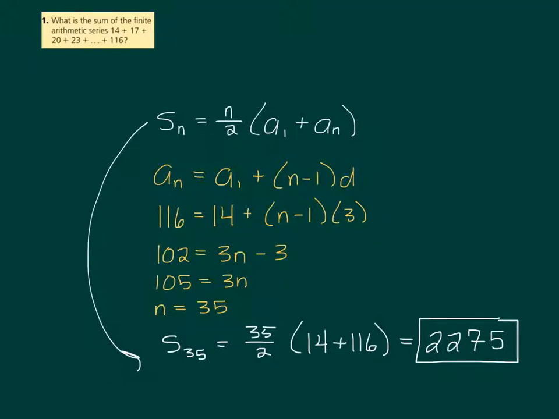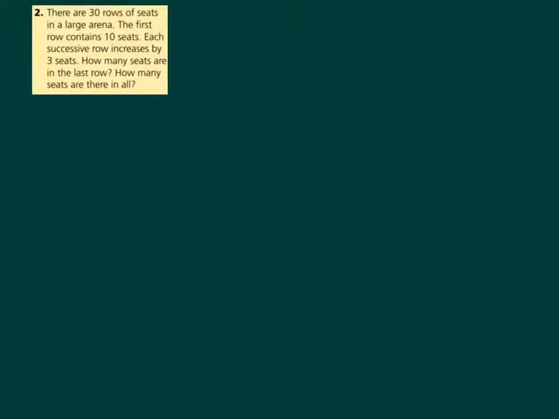So it is just a matter of plugging into a formula, but occasionally you may have to solve for one of the pieces of information that you need to plug into the formula. There are 30 rows of seats in a large arena. The first row contains 10 seats. Each successive row increases by 3 seats. How many seats are in the last row?